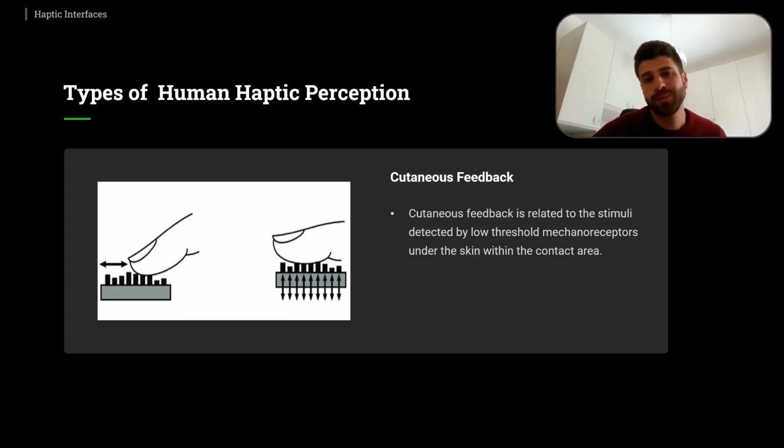The cutaneous feedback, on the other hand, is connected to the perception and the sensation that you feel on your fingertip, for instance, and so related to the mechanoreceptors which are under the skin. And so, of course, this is much more related to the vibrotactile information, which can be easily provided also with a wearable interface.